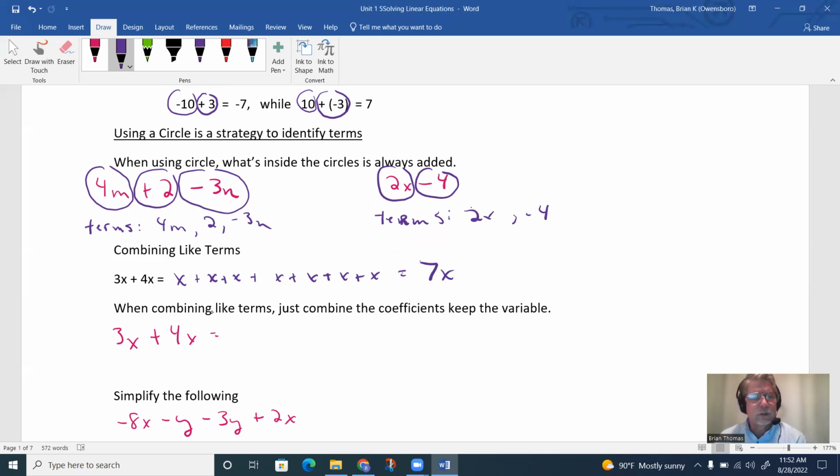The shortcut to this is, when combining like terms, recognize that what makes these like terms are the x's. Notice how this has an x and this has an x, so they are like terms. If they are like terms, all you really have to do is add the coefficients and keep the variable. Mathematically, what we're doing in our head is adding just the 3 and the 4, and keeping the x on the end. Therefore, this turns into 7x.